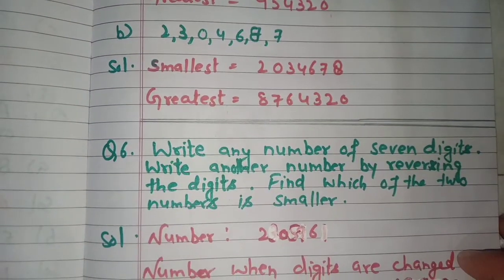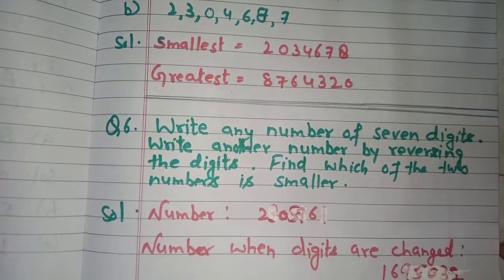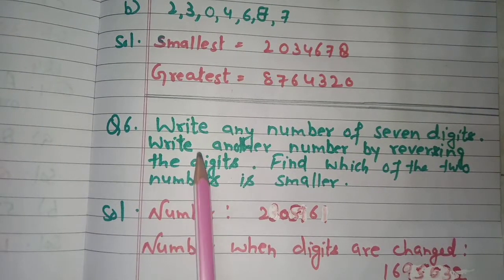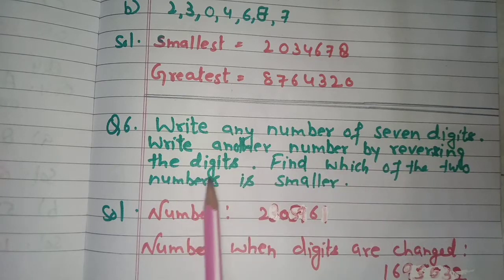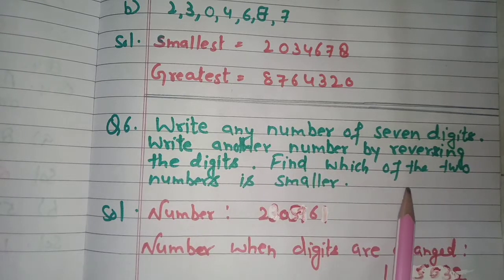Now next is question number 6. So let us see. Write any number of 7 digits. Write another number by reversing the digits and find which of the two numbers is smaller.